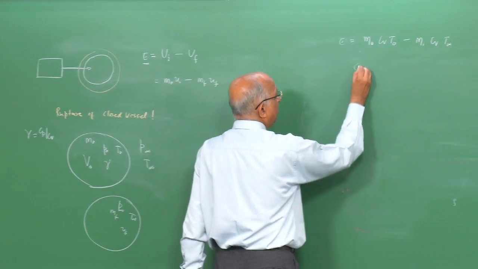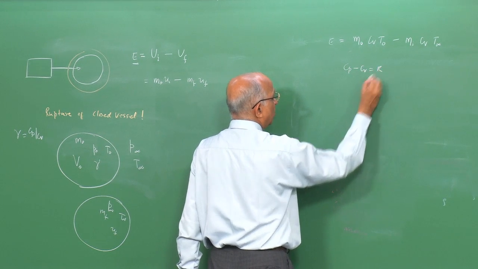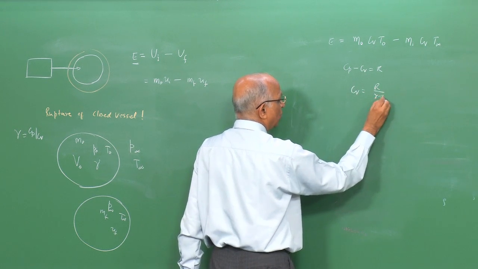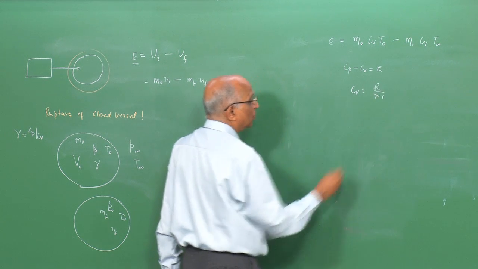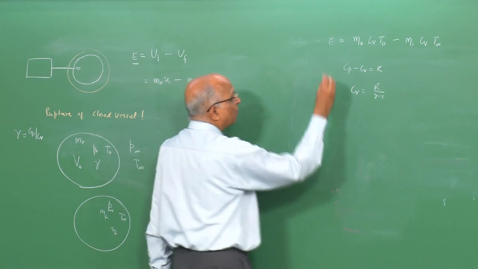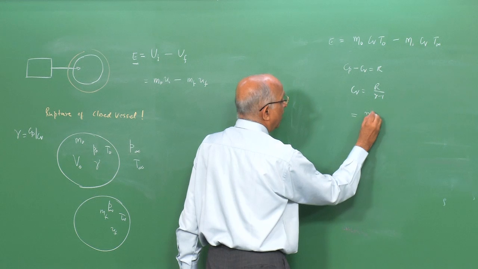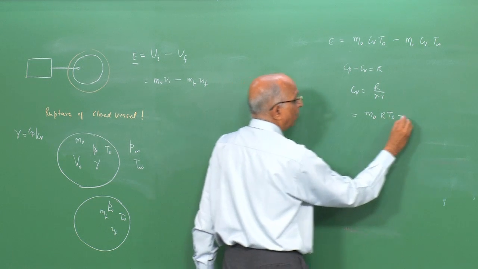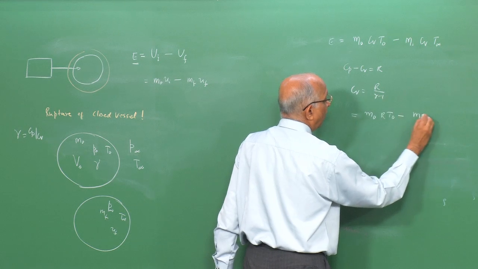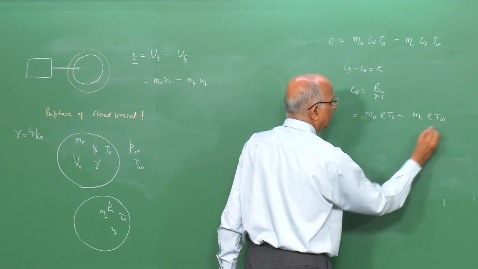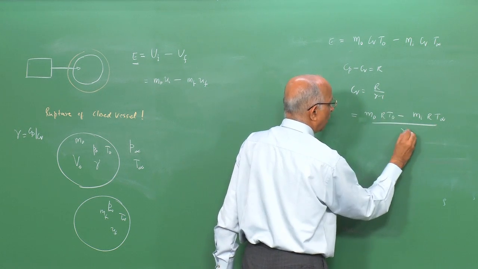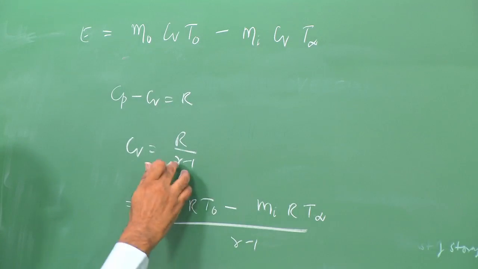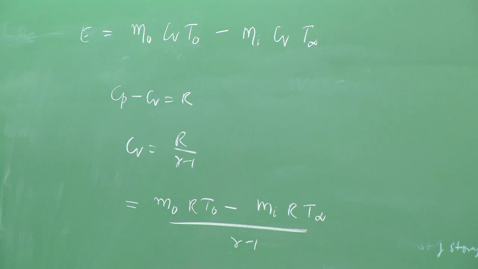We also have Cp minus Cv as the specific gas constant, or Cv, I take it in terms of gamma, is equal to R over gamma minus 1, specific gas constant in kilojoules per kilogram Kelvin. Therefore, I can write this as m0 R T0 minus Mi R T ambient, divided by gamma minus 1. All I have done is substitute Cv equal to R over gamma minus 1, and taken gamma minus 1 common in the denominator.